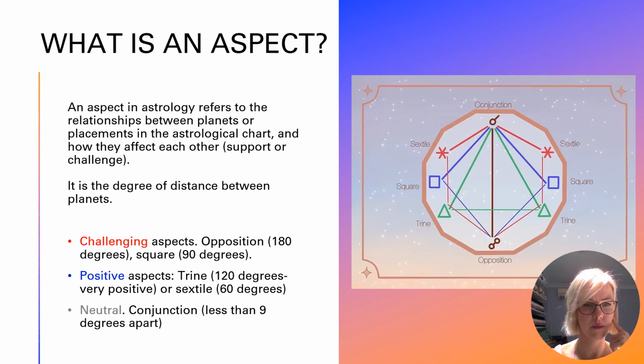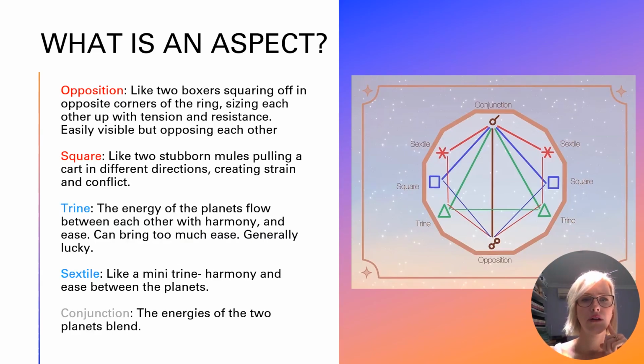Moving on. Okay, so I'm describing the aspects here, and I'm giving a bit of a metaphor for them. So an opposition, where they are opposite in the chart, is like two boxers squaring off in opposite corners of the ring, sizing each other up with tension and resistance, each visible but opposing each other. So that is the nature of an opposition when two planets are opposite each other. It's not comfortable, but they can see each other. It's like a tug of war almost.